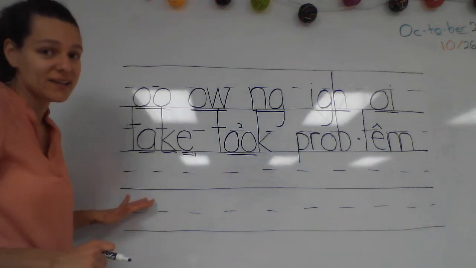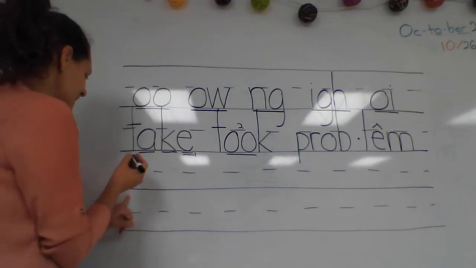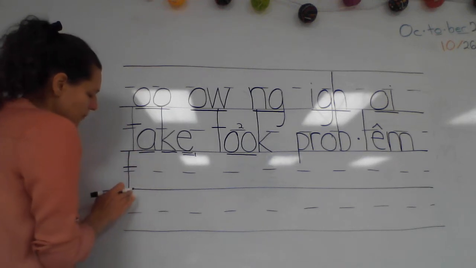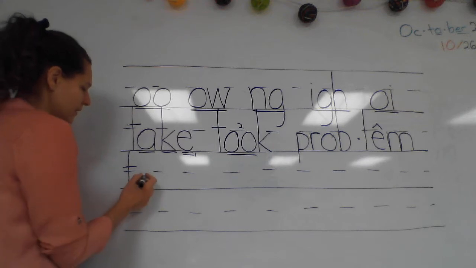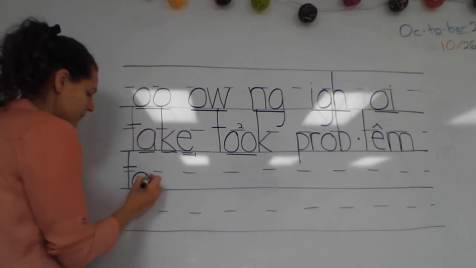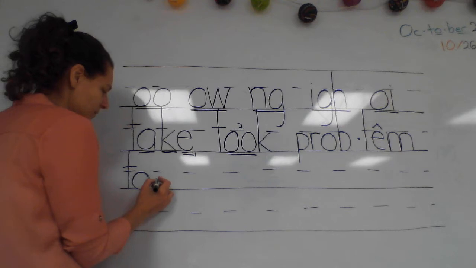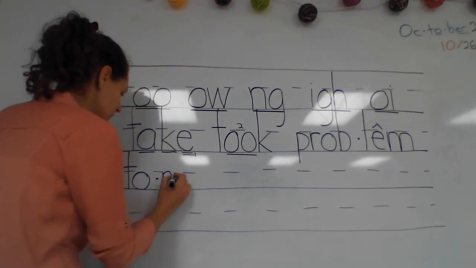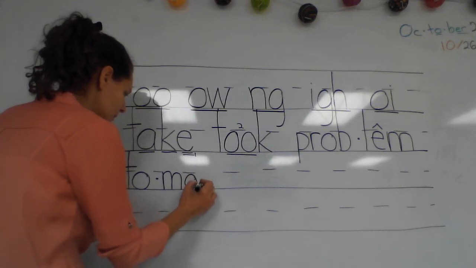All right, put your finger under the first phonogram. What does it say? Good, oo, but which oo? Good, oo. All right, what's next? Oh, syllable break. Yes, what's next? Good, ar.